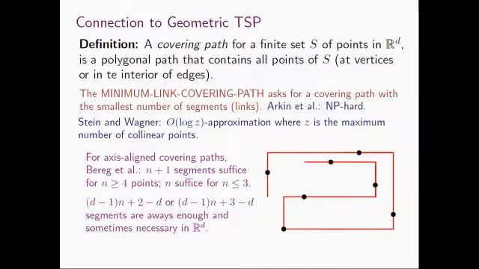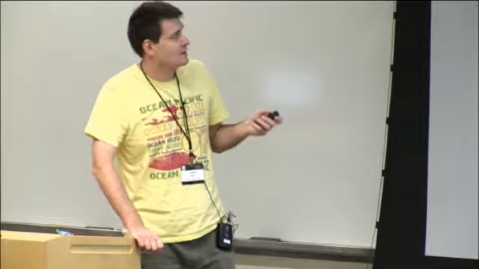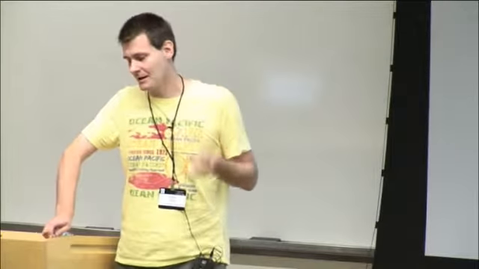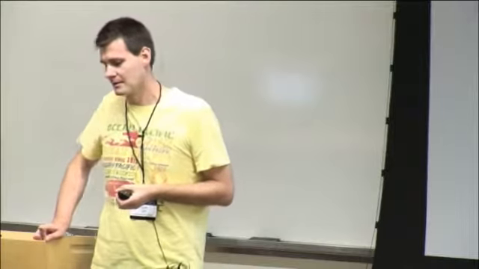I'm talking about covering paths again, and the corresponding version of TSP is the minimum length covering path problem that asks for a polygonal path that goes through all the points. The vertices could be anywhere in the plane, they don't have to be at those points. This is NP-hard. There are some approximation algorithms, and a variant that has been studied a lot is the axis-parallel version, where you're interested in visiting all points in a grid, 2- or 3- or d-dimensional grid.